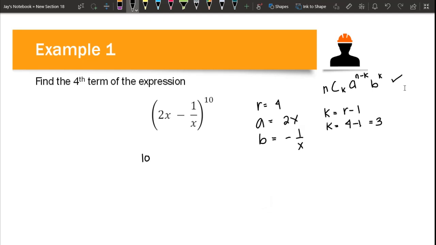Again, our n here is the exponent. Then k is r minus 1, or that is 3. Then our a is equal to 2x, so we have 2x raised to our n, that means 10 minus 3, and b here is negative 1 over x raised to k. Our k here is 3.